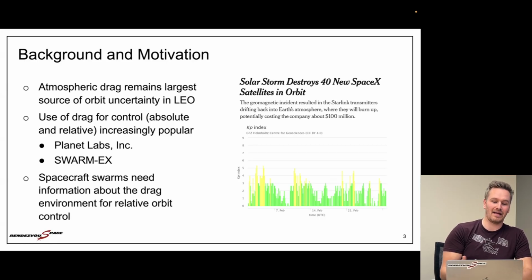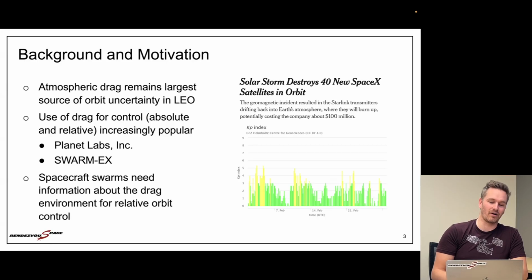A couple of examples: Planet Labs uses atmospheric drag for phasing. SwarmX is an upcoming mission that will use differential drag for control. And this high uncertainty causes problems.